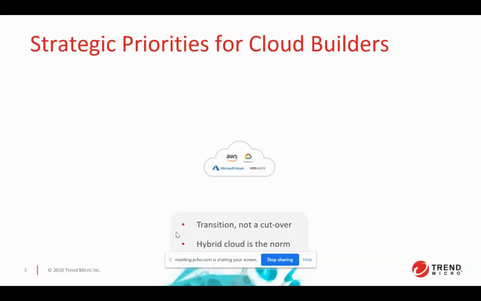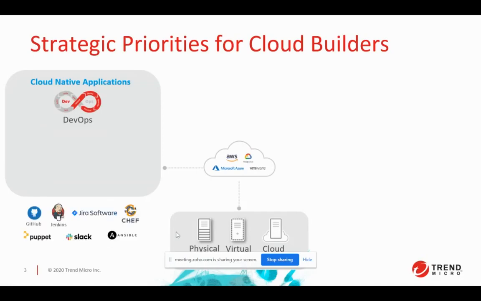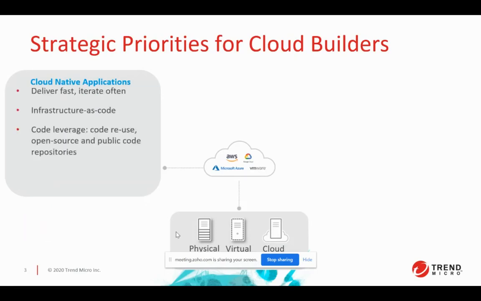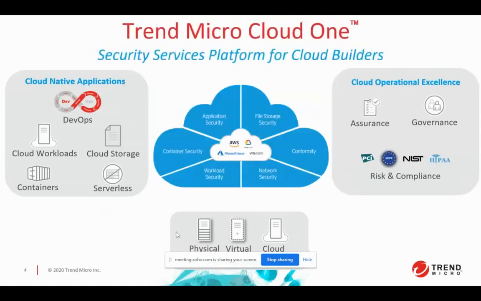And let's go into the topic: strategic priority for cloud builders. In GCP, there was physical, virtual, and the cloud platform. Trend Micro Deep Security, or Cloud One Conformity, will support all these three things: physical, virtual, and cloud. And let's go into these more. So this is the Trend Micro Cloud One security services platform for cloud builders. Here you can see workload security, container security, application security, file storage security, conformity, and network security. So we have an all-in-one solution.